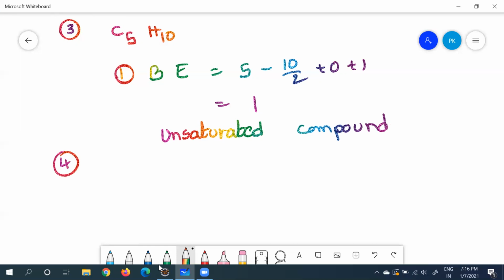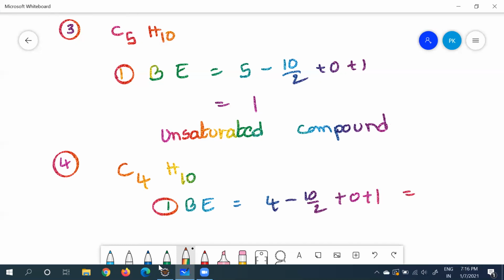One more example, students. I gave you a compound C4H10. So now calculate DBE. DBE is equal to 4 minus 10 by 2 plus 0 plus 1. So that is equal to 4 plus 1, 5, 5 minus 5, 0. That means here no double bond or no ring. So it is a saturated compound. It is a saturated compound. In that way, you can say even saturation as well.